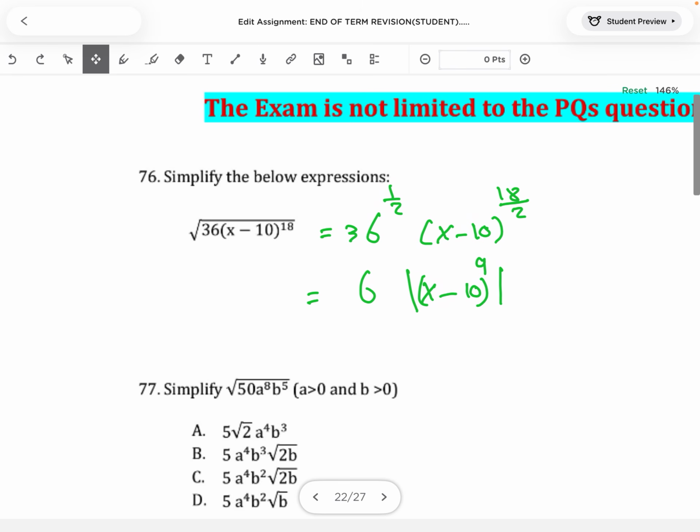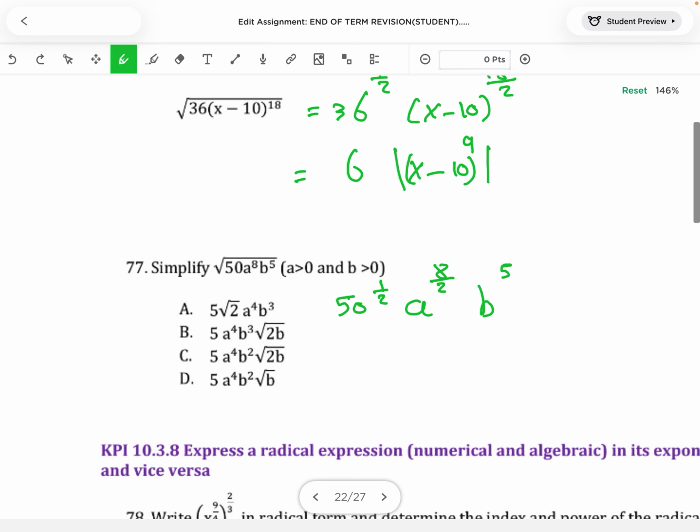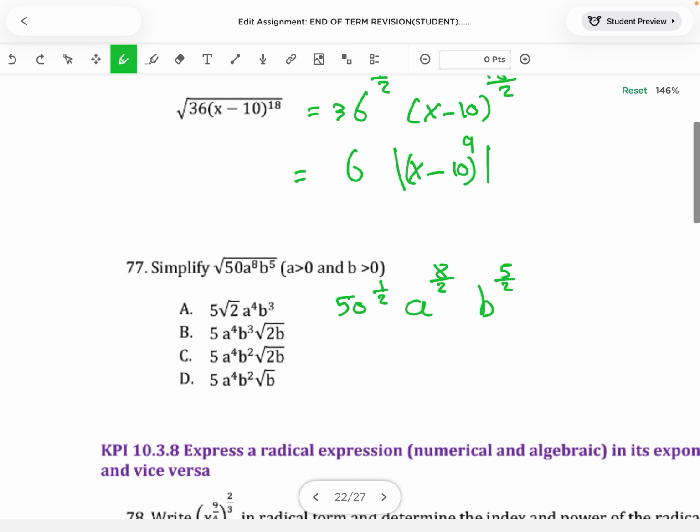Okay, next one. Same story, we split it. This is 50 to the power 1 over 2, a to the power 8 over 2, b to the power 5 over 2. The first one, by using a calculator, it will be 5 radical 2, a to the power 4, and b to the power 5 over 2.